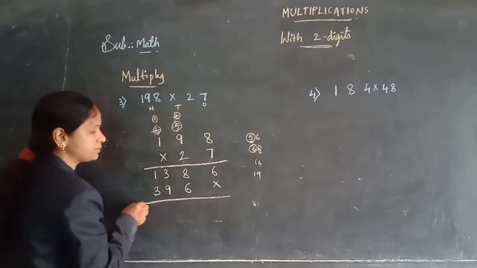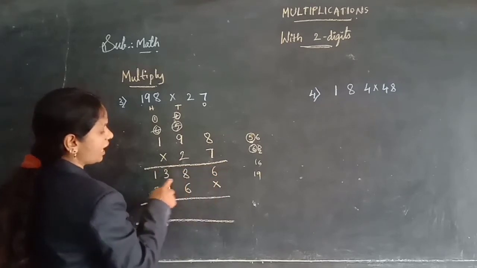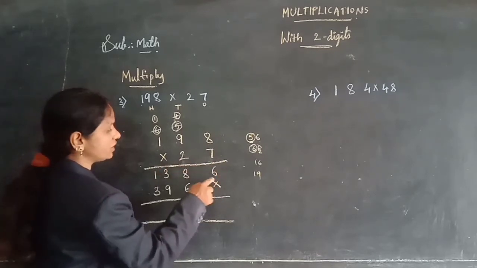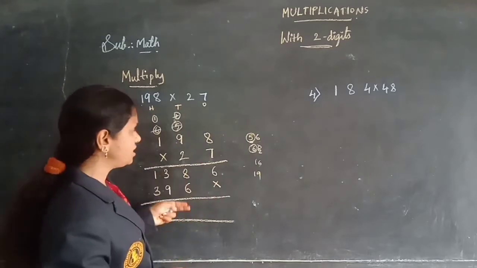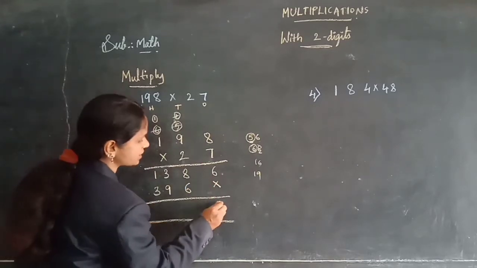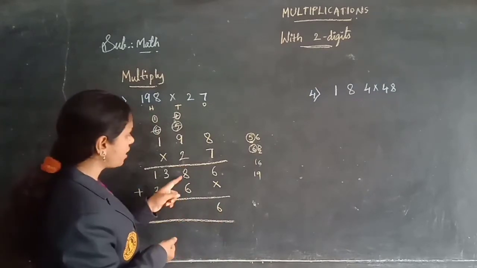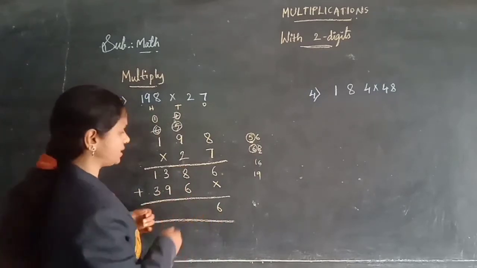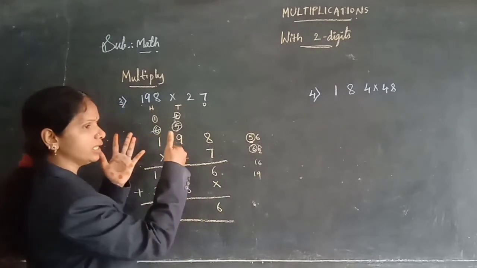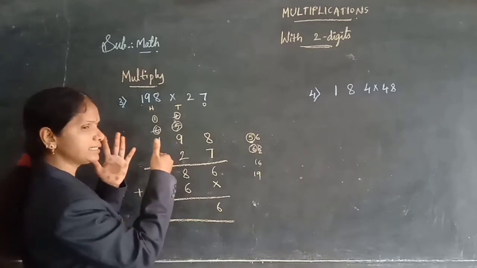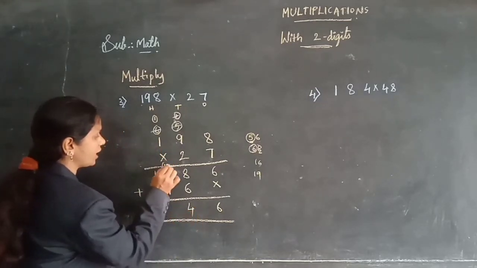Now let's add these products. This is the answer of multiplication with the 7, and this is the answer of multiplication by the 2. Now let's add these two answers. Now 6. 8 plus 6 means 8, after that we need to add the next 6 numbers: 9, 10, 11, 12, 13, 14. So 8 when we are adding 6, we are getting 14. So 4 and 1 carry.